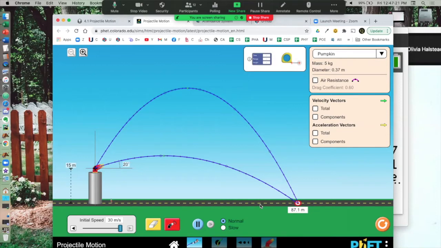Okay, it also says for both angles, calculate the maximum height and the total times of flight. We got to do it again. All right, but this time we're not shooting and landing on the same plane. So we're going at 60 degrees.